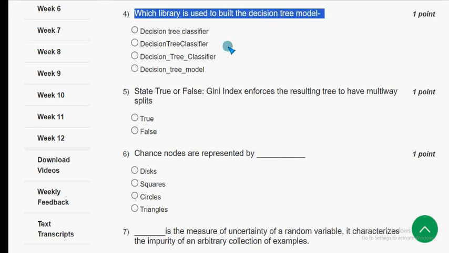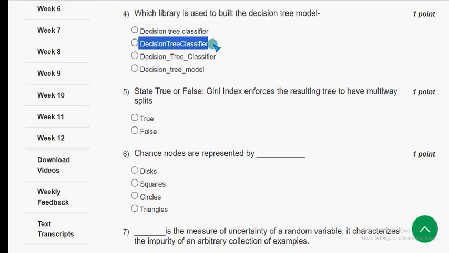So for fourth question, I think the probable solution should be second option, guys. Decision tree classifier. That is second option, guys. Next, fifth one.